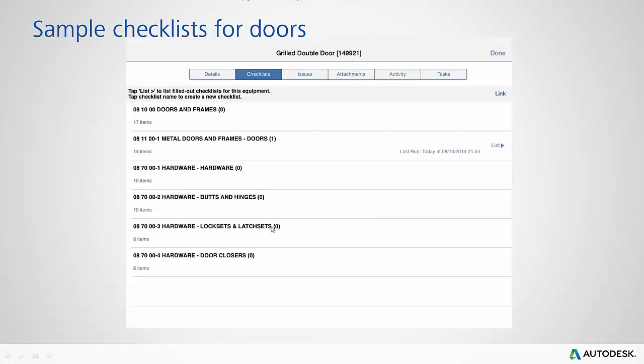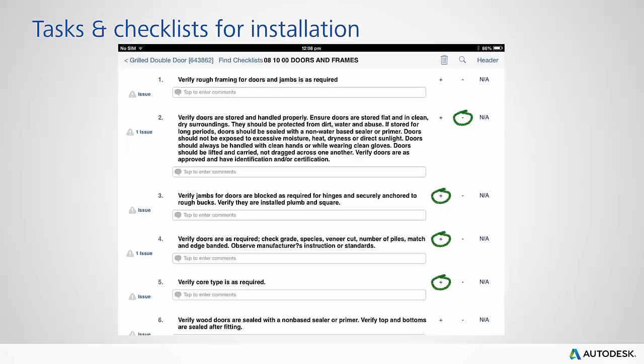So there are sample checklists that ship with BIM 360 field which you can use. You can load these up, and this will allow the user who's on site to go through and check all the issues and sign off whether they're approved or not approved or not applicable.